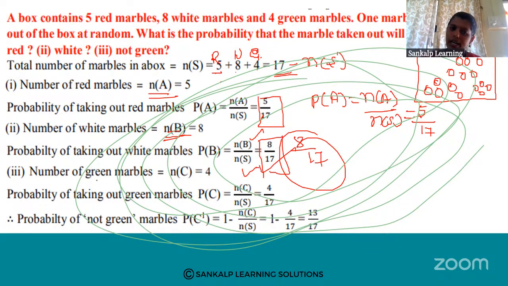Next, the number of green marbles. How many green marbles are there? 4 green marbles are there. I will call this n(C). The probability of taking out green marbles is the favorable outcome n(C) divided by n(S), the total number of outcomes. 4 divided by 17 is the probability of getting a green marble.